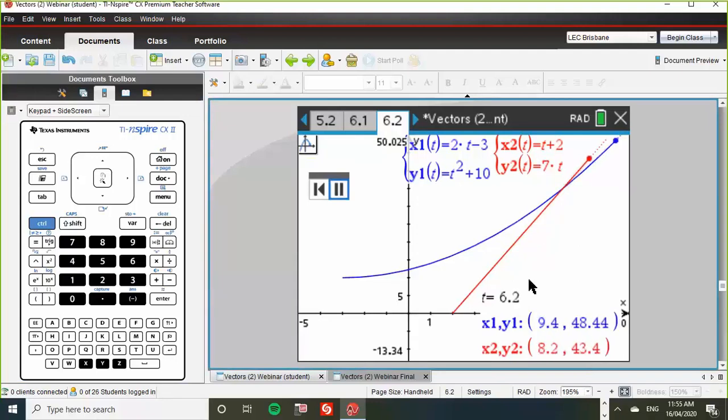So when you solve 2t minus 3 equals t plus 2, you get t equals 5. When you solve t squared plus 10 equals 7t, you end up with t squared minus 7t plus 10 equals 0. And one of those solutions is t equals 5. So we've just visually verified that the particles do indeed collide at t equals 5. And when t equals 5, making that substitution, the coordinates of where they collide is going to be at 7, 35. That's by substituting in. You could substitute into either.